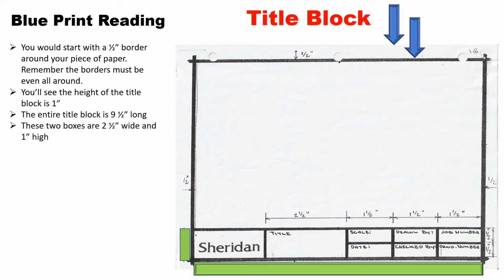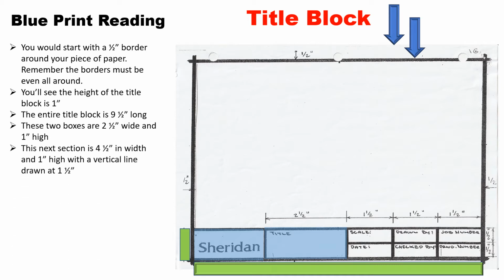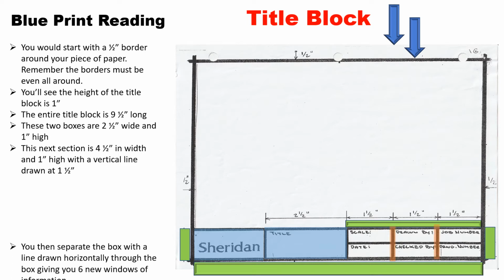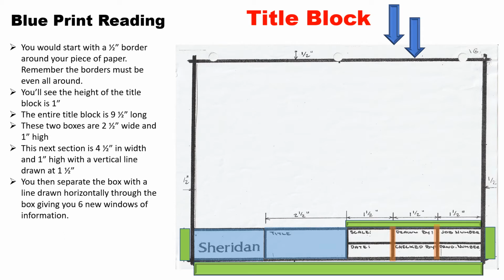These two boxes are 2.5 inches wide and 1 inch high. The next section is 4.5 inches wide, 1 inch high, and its verticals drawn at 1.5 inches. And then finally what you would do is separate the box with a line drawn horizontally through the boxes, giving you 6 windows of information.